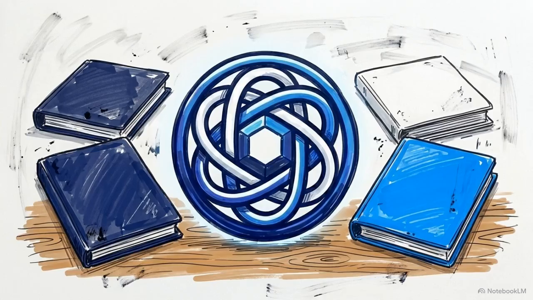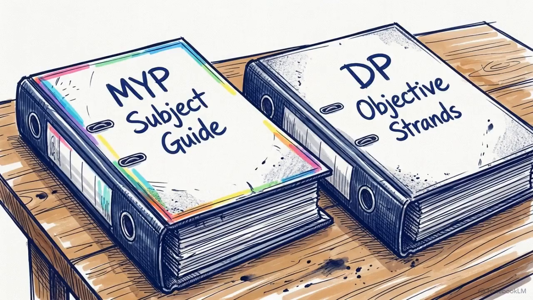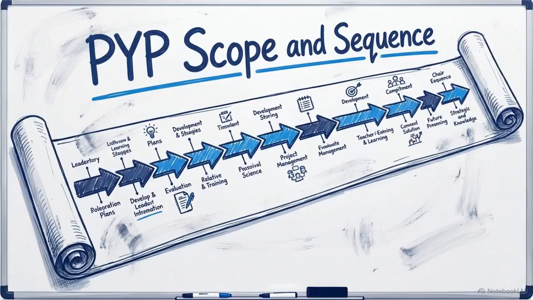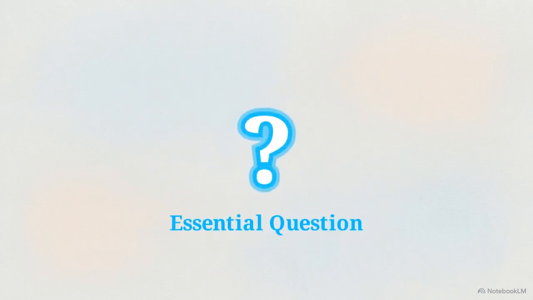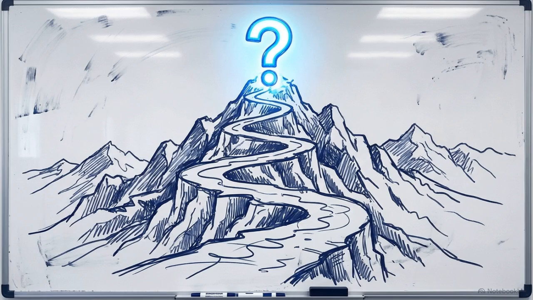In the IB framework, the input source varies. For the middle years and diploma programs, these outcomes are dictated by strict subject guides and objective strands. In the primary years program, they are derived from scope and sequence documents. Regardless of the source, these standards must be condensed into an essential question. This is a provocative, open-ended inquiry that provides the cognitive destination for the entire unit.